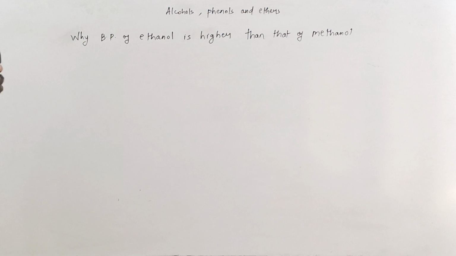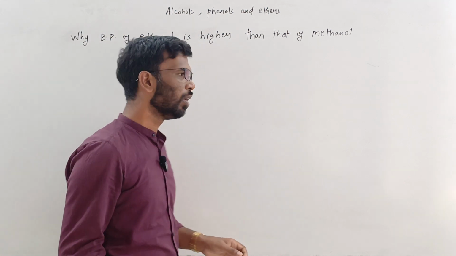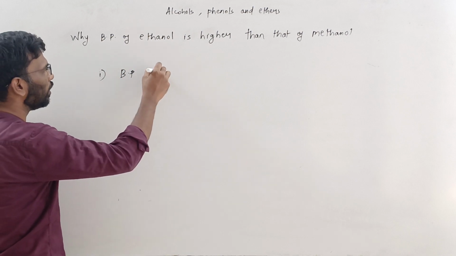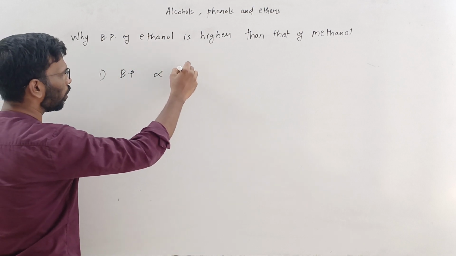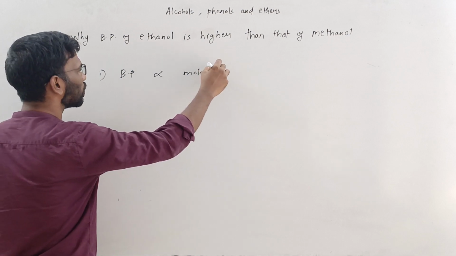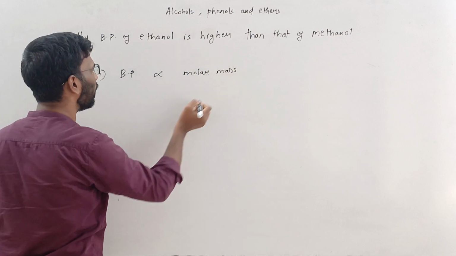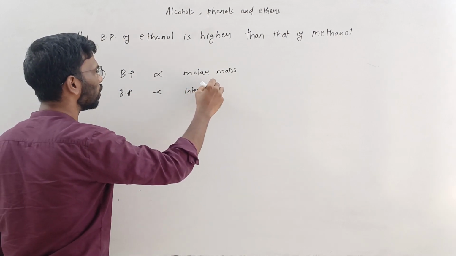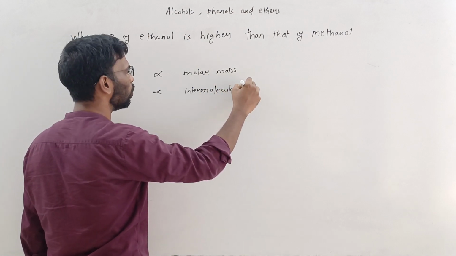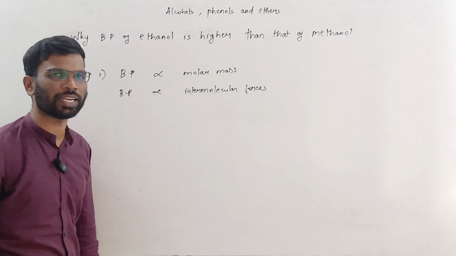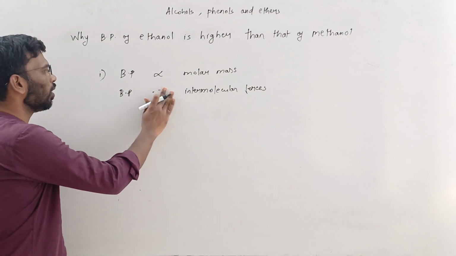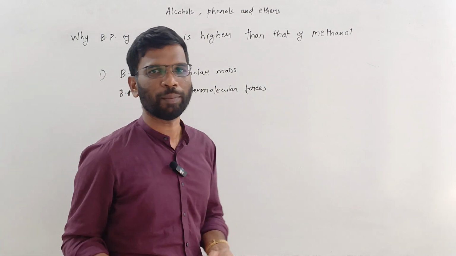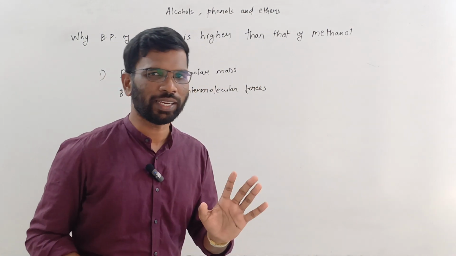Question is, why is the boiling point of ethanol higher than that of methanol? See, boiling point is directly proportional to what? Directly proportional to molar mass, right? And also boiling point is directly proportional to intermolecular forces. Right? These are the two reasons which decide the boiling point. So over here, see, the intermolecular force operating between the methanol molecules is the same as that operating between the ethanol molecules, that is a hydrogen bond.